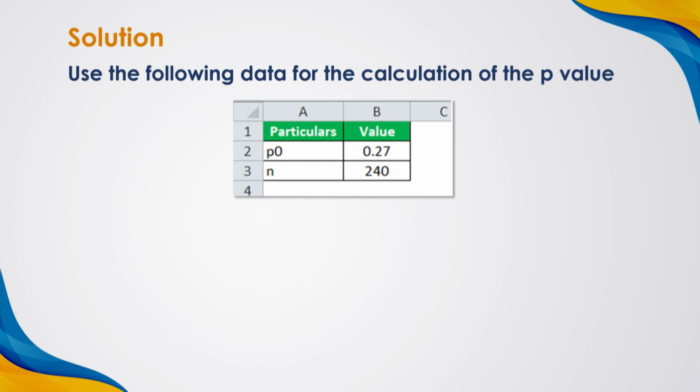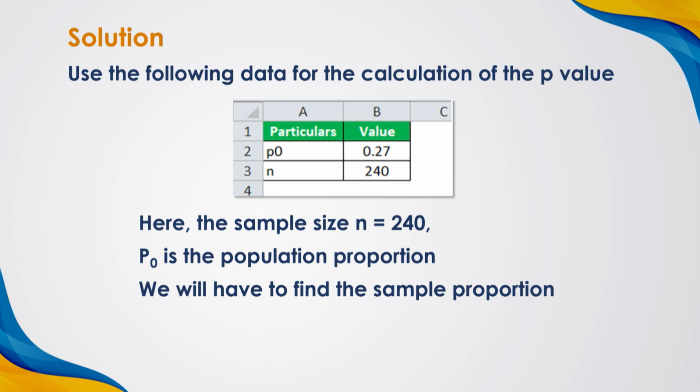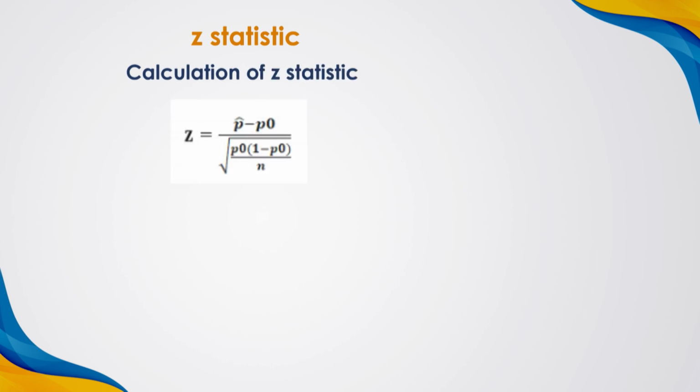P0 stands for the population proportion, and n is 240. Hence, the sample size n is 240, and P0 is the population proportion. We will find the sample proportion. Sample proportion P cap equals 80 by 240. Simplified, P cap is 0.33, and the Z statistic calculation uses the formula Z equals P cap minus P0 divided by the square root of P0 times 1 minus P0 divided by n.